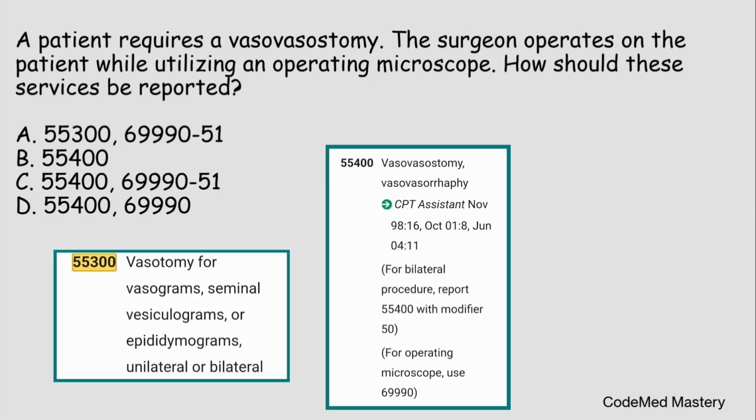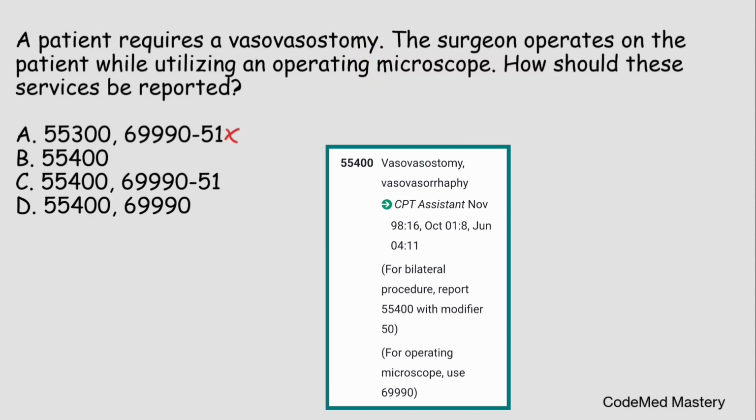The code 55300 is for vasotomy for vasograms, seminal vesiculograms or epididymograms, unilateral or bilateral. The code 55400 is for vasovasostomy, vasovasorrhaphy. So which among these two codes is the right one? In the scenario they have mentioned vasovasostomy. So the code 55400 is the right code. By this we'll eliminate option A. Now coming to option B, C and D.